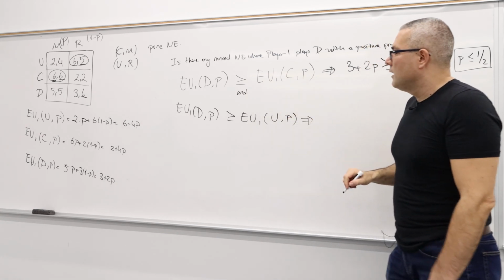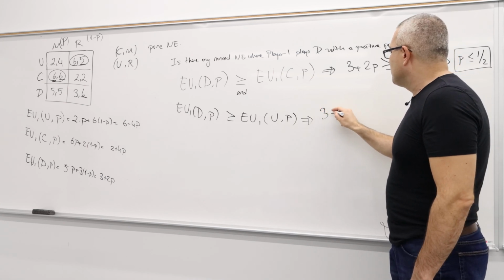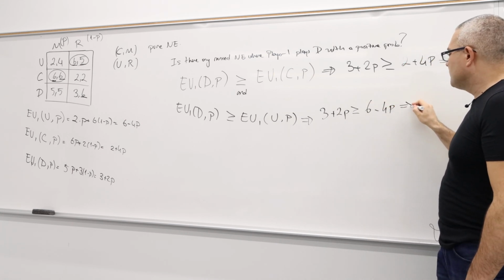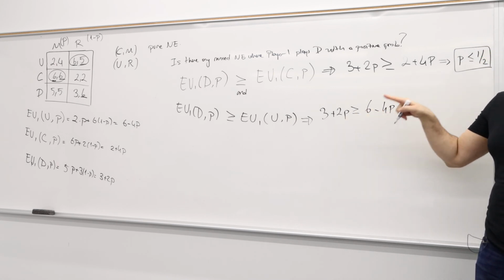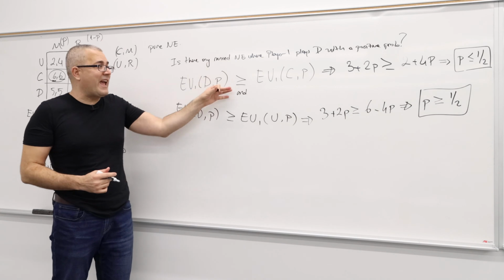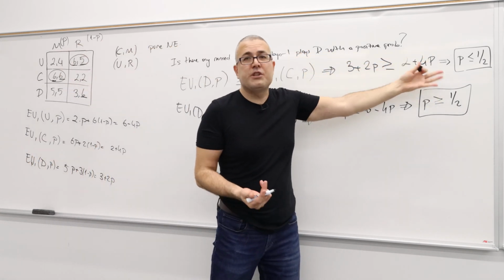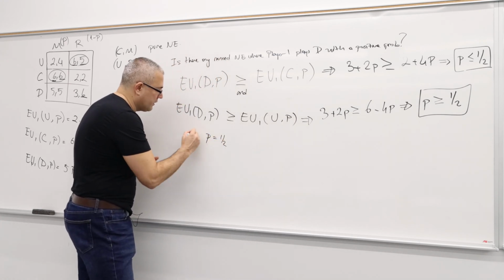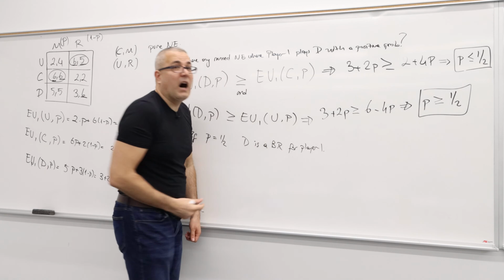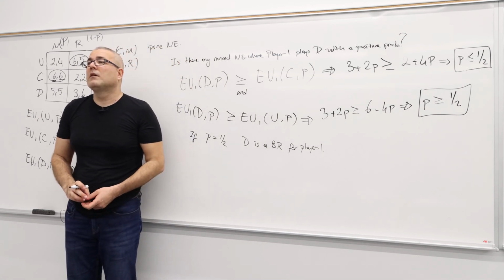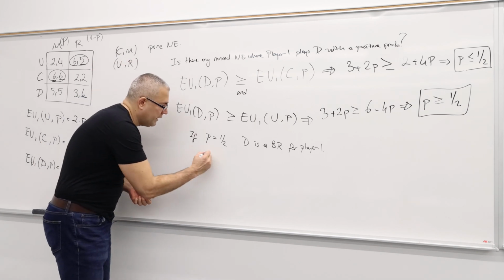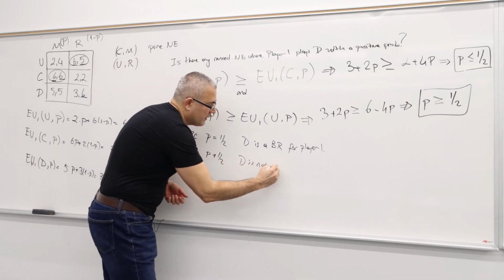All right, let's look at this one. Again, the expected payoff of playing D is 3 plus 2P, greater than or equal to the expected payoff of playing U, 6 minus 4P, which basically says 6P is greater than or equal to 3, so therefore P is greater than or equal to 1/2. And because this is an AND statement, if both of those hold, which can hold only if P is equal to 1/2, so if P is equal to 1/2, D is a best response for player 1. Otherwise, it's never a best response. Meaning, there is no P-value other than 1/2. So if P is not equal to 1/2, D is not a best response.